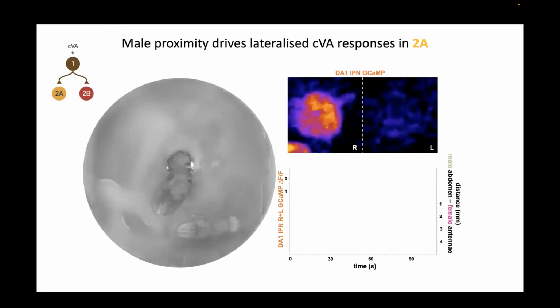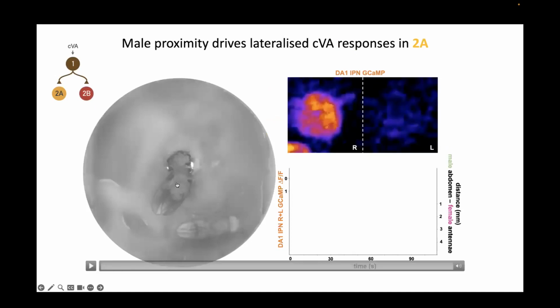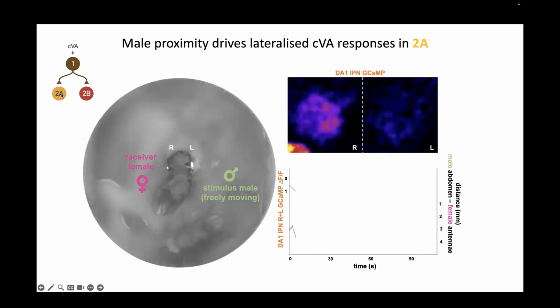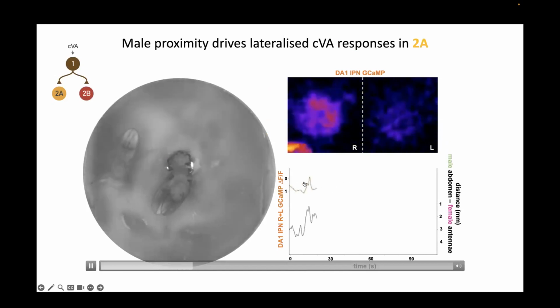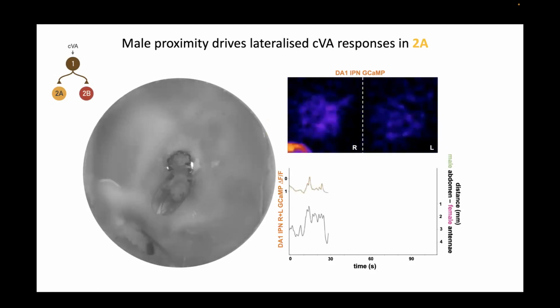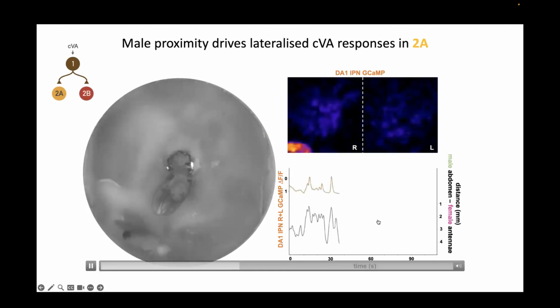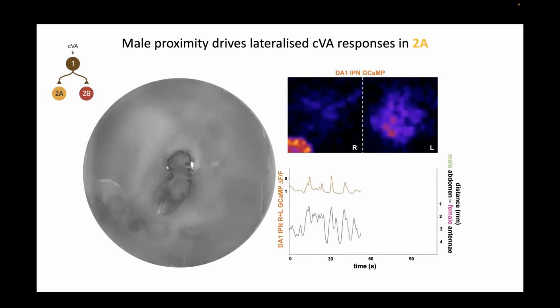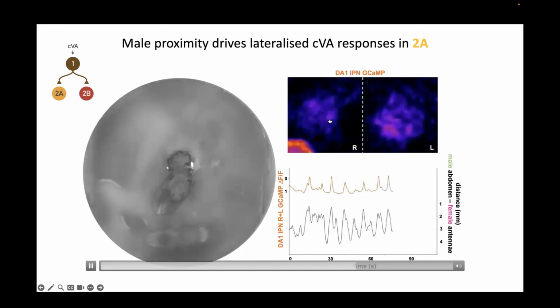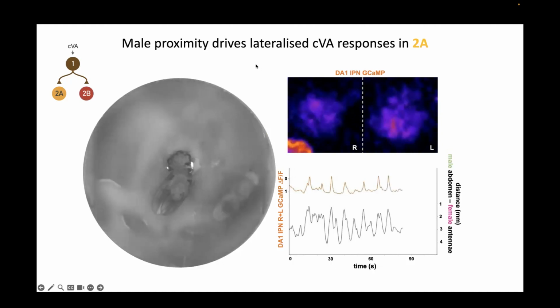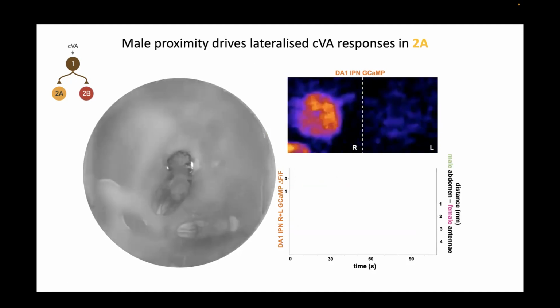To do that, we went back to our paradigm where we image from the female with a freely walking male around her, but now we're imaging from 2A neurons. As you see here, the top line is the response of 2A neurons, and the bottom line is the distance between the male and the female. Again, we see that proximity of the male drives neuronal activity, but we can also see that the left neurons are mostly active when the male is on the left, and right neurons are mostly active when the male is on the right. So we see an increase in the side bias. And this was a bit unexpected.